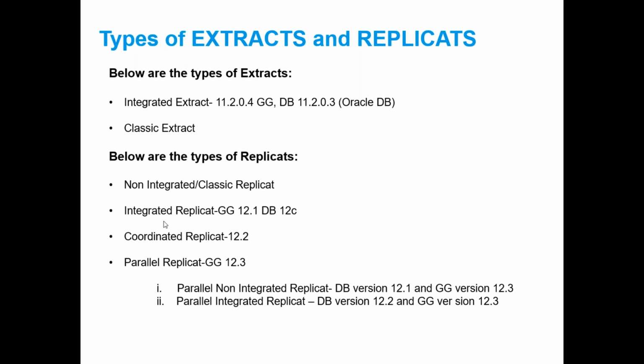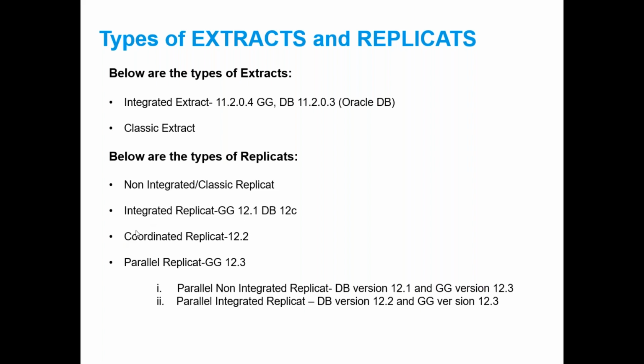So there are four types of replicats available: non-integrated or classic replicat, which is available since the beginning of GoldenGate. Then integrated replicat was introduced in GoldenGate version 12.1 and database 12c. Then coordinated replicat, which basically parallelizes your classic replicat.